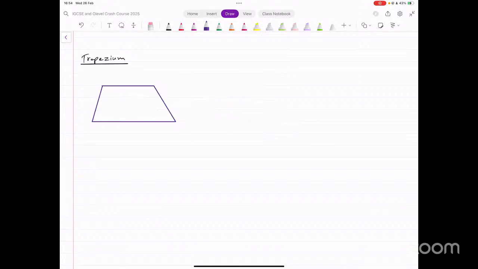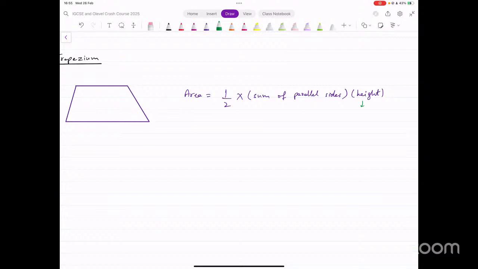How do you find the area of this trapezium? The formula for area of a trapezium is given by 1/2 into sum of parallel sides times height. What's height? Height is the distance between the parallel sides. Height is the perpendicular distance between the parallel sides. Okay, now what do we mean by this?